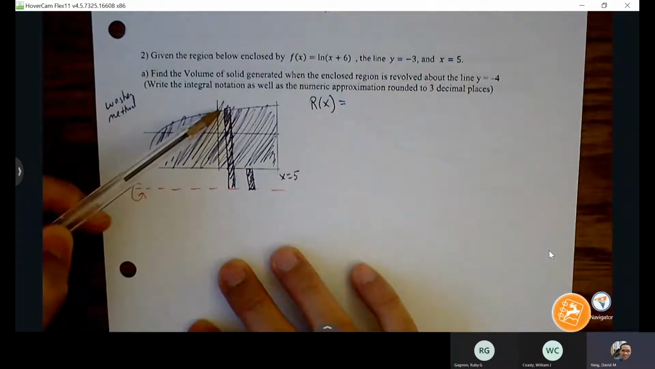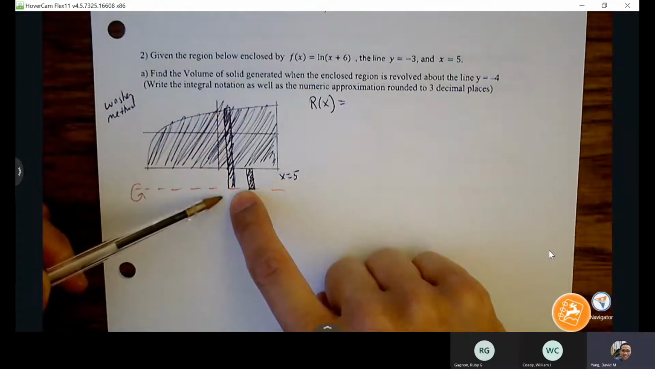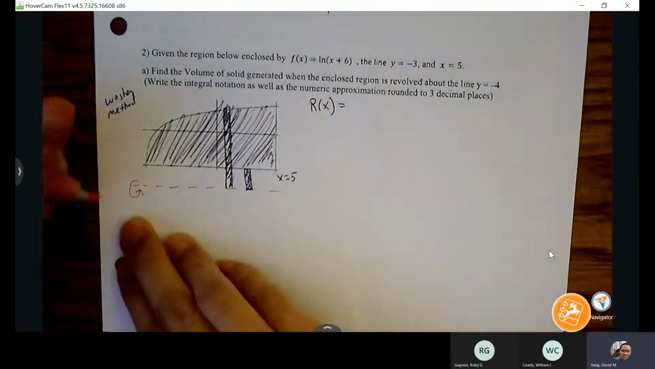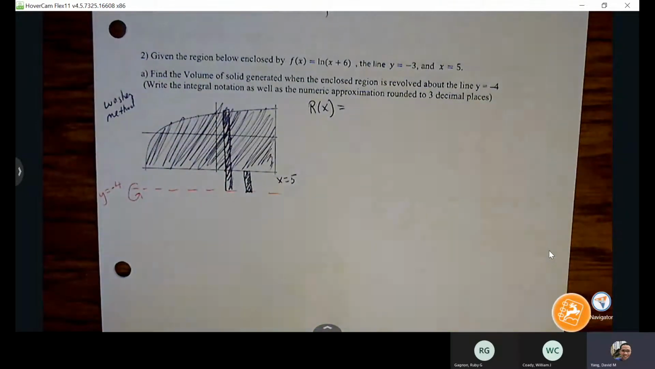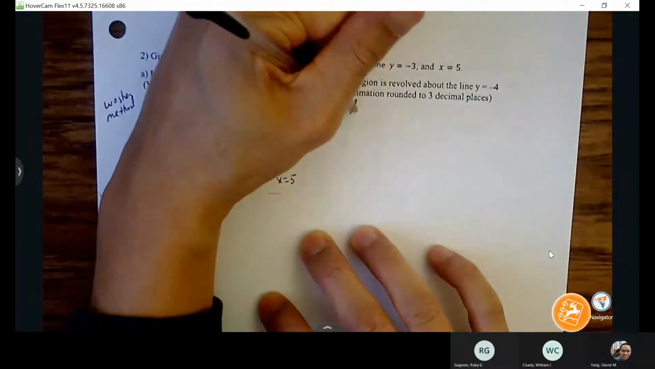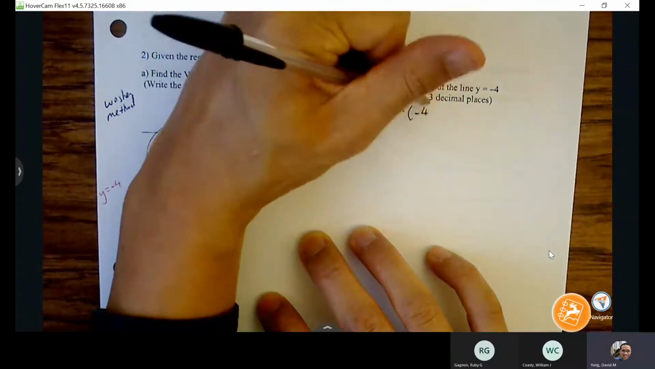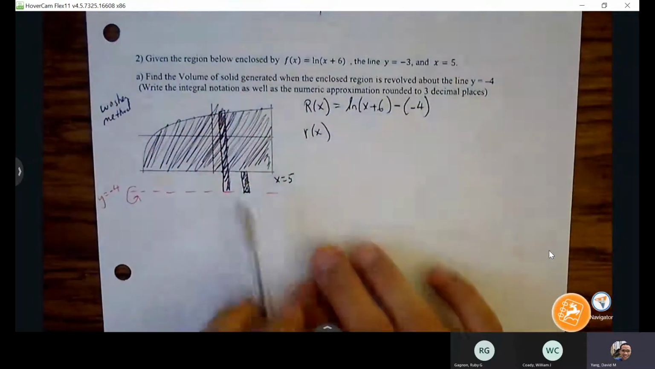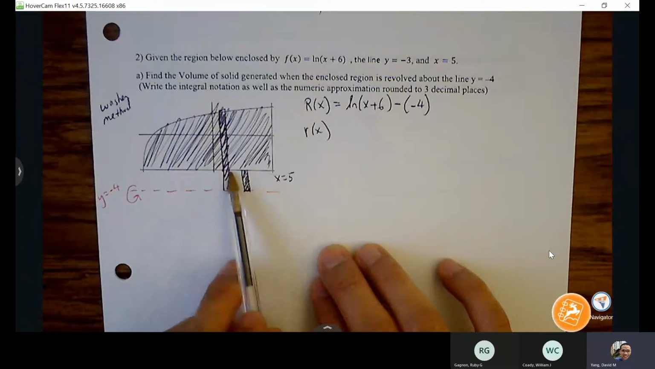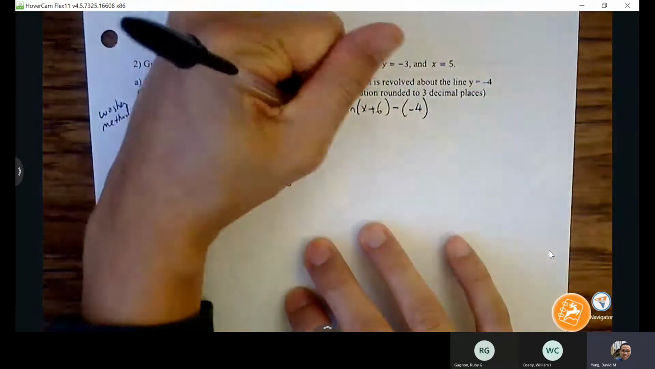Top minus bottom. Top of the big radius is sitting on the natural log. The bottom is sitting at the -4. And the little radius is top minus bottom. Top is sitting at the -3, the bottom is sitting at -4, so -3 minus -4.